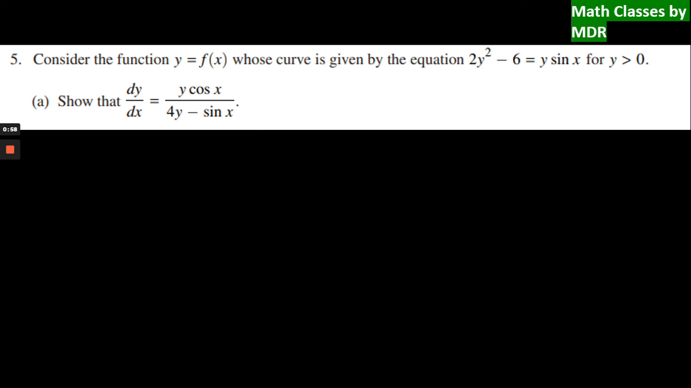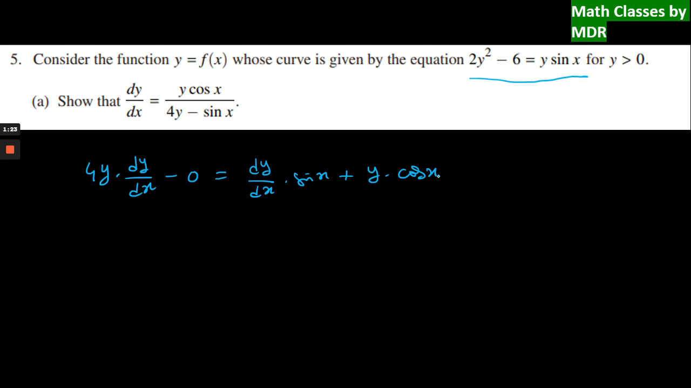So that means we need to find dy by dx. That means you can differentiate this equation with respect to x on both sides. On differentiating, what do you get? 4y dy by dx minus 0, and for y sin x, we have to apply the product rule, so dy by dx into sin x plus y into cos x.